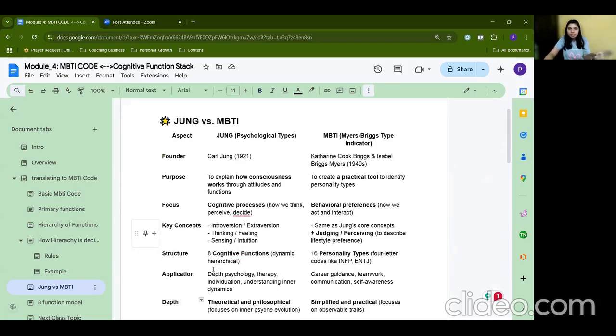Now, in Jung, we have 8 cognitive functions, whereas in MBTI, we have 16 different personality types. And MBTI is a very simplified version of Jung. So if you have to determine the personality type of an individual, you can first initially use the MBTI code, the 4-letter code, to determine a person's type. But as you mature, if you start studying Jung, it will help you determine more accurately the other person's type. It is through your cognitive functions that you get a real understanding of how a personality works. So it's always beneficial for you to study psychological types.